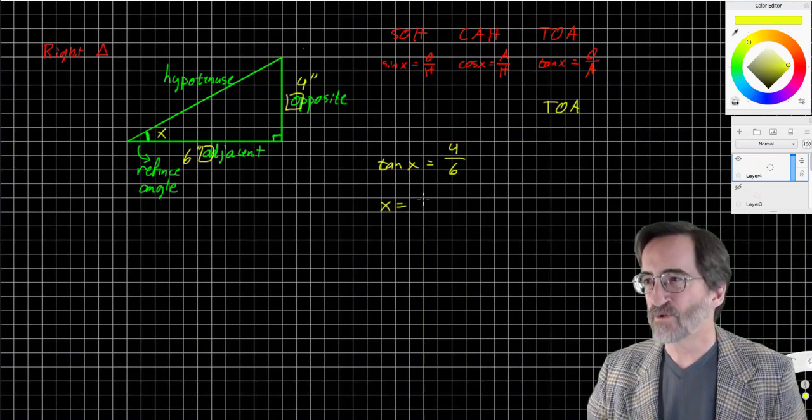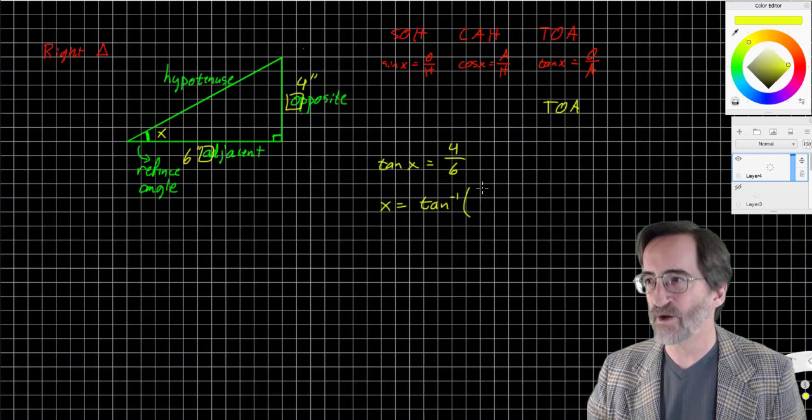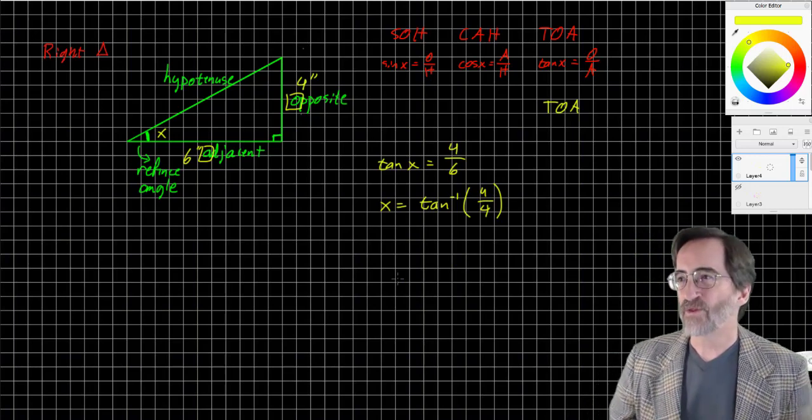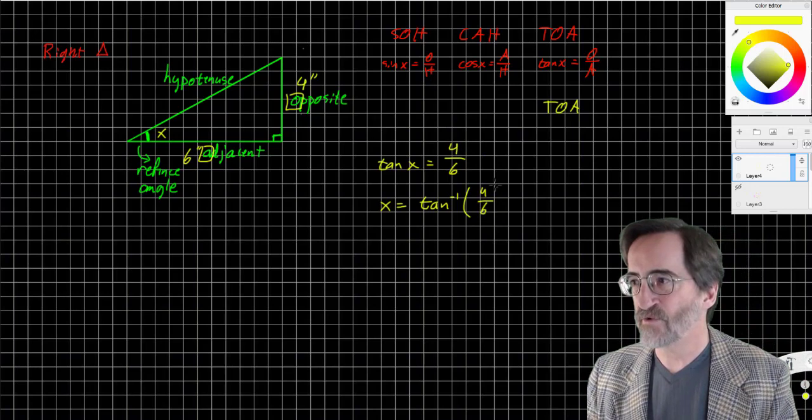So x equals inverse tan, and the standard notation is tan with a little -1. It looks like an exponent. It's actually not an exponent. This is not 1 over tan, which would be tan to the -1 power. But this is inverse tan. This is the notation for inverse tan.